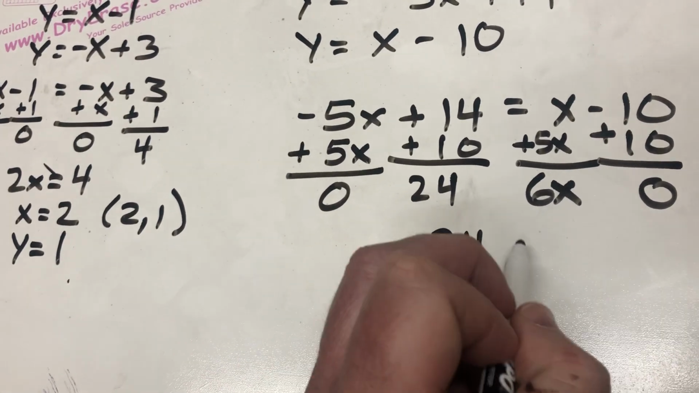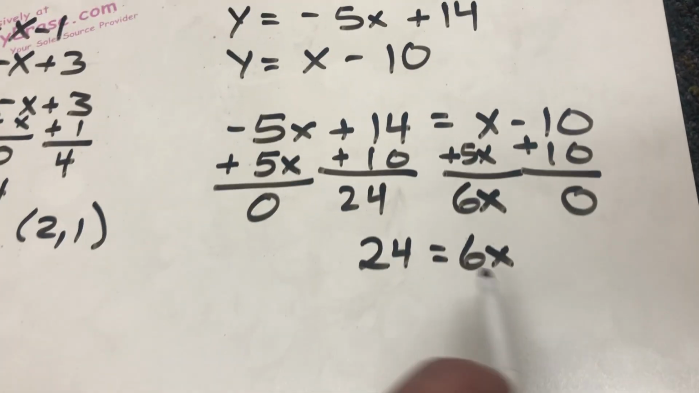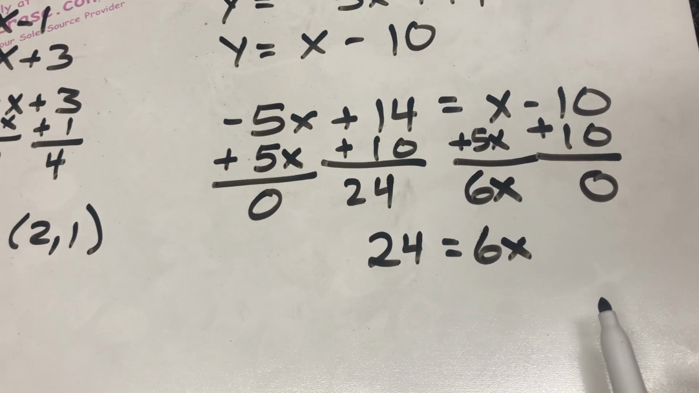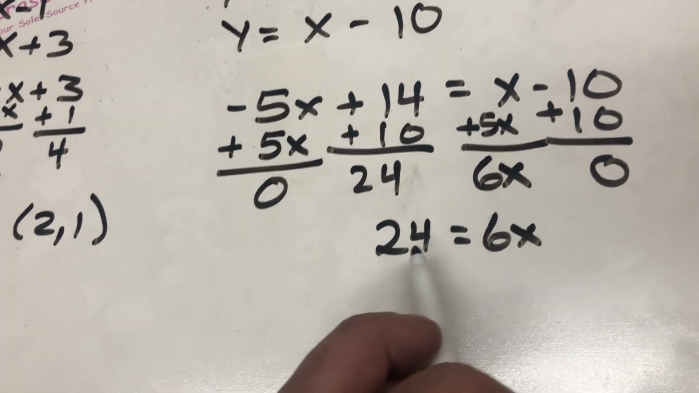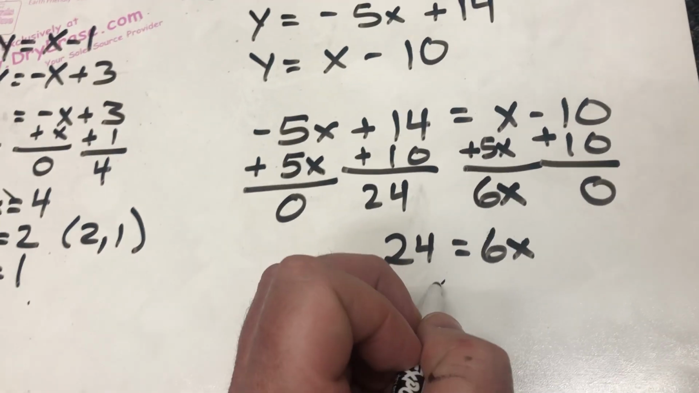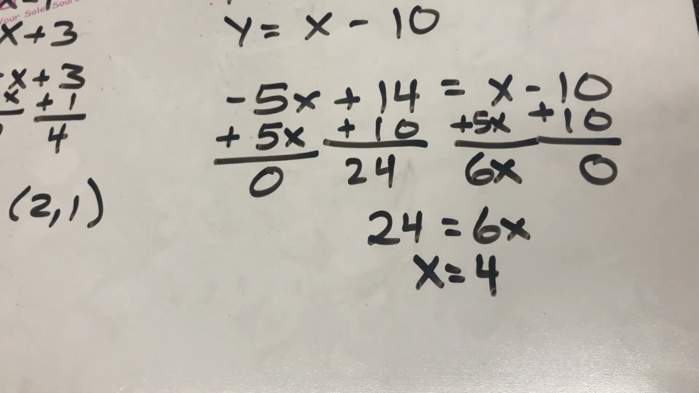Interestingly enough, 8th graders, most of the time these numbers are going to work out pretty well for you. And here you've ended up with 24 equals 6x. So to solve for x, I have to divide 24 divided by 6. 24 divided by 6 is 4. So that tells me that x equals 4.